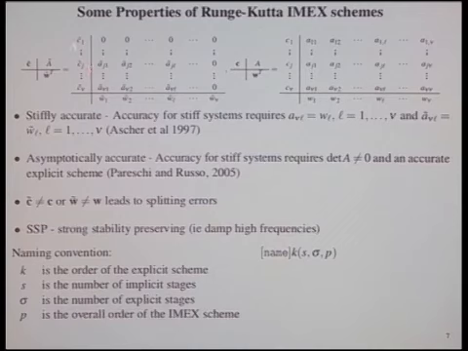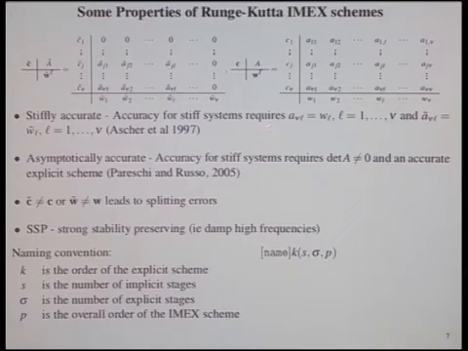There are other properties of the schemes that appear to be useful in some situations. It can be useful if all these C's are the same as all these C's. This is your sub-step size. Then it means you're taking the same sub-step for implicit and explicit, so that should reduce the splitting errors.